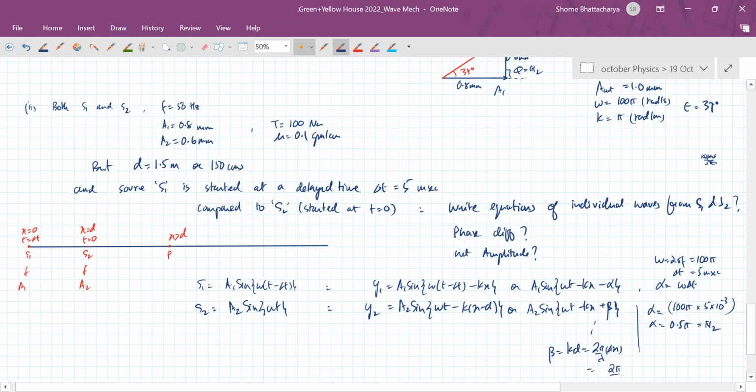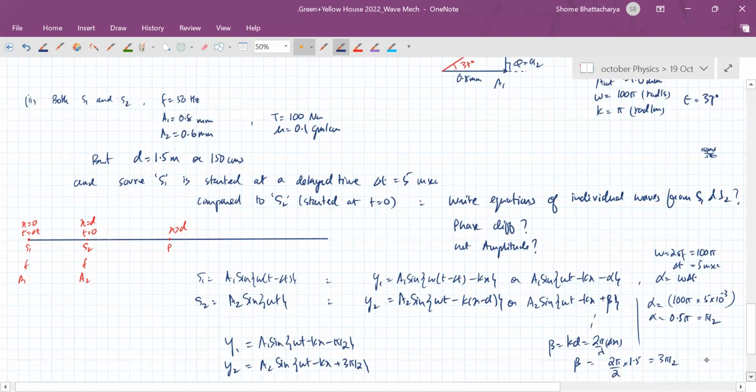The wavelength we had seen was 2 meters, and this time d is 1.5. So this is 3 pi by 2. So beta is 3 pi by 2, whereas alpha is pi by 2. So we can see that y1 is a1 sine omega t minus kx minus pi by 2, and y2 is a2 sine omega t minus kx plus 3 pi by 2. So these are the two waves that we are adding now.